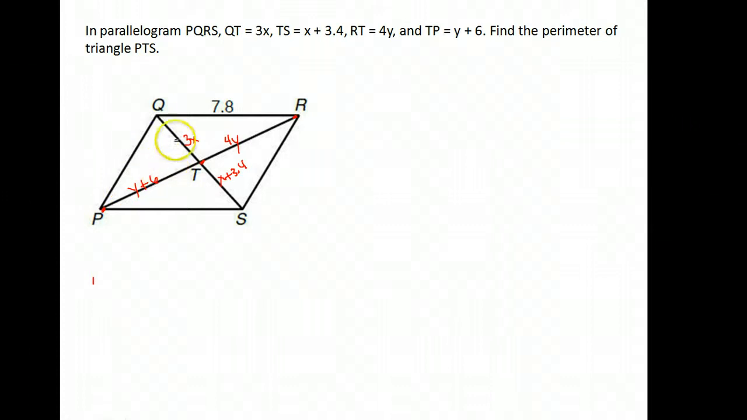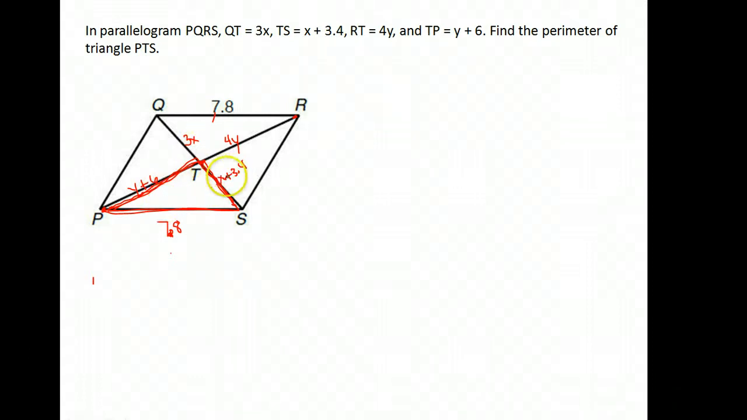Okay, so where is that triangle? Let's mark it so we know what we're looking for. Triangle PTS is this triangle right here. So in order to find its perimeter, we have to know the length of each side. Well, this side is 7.8 because in parallelograms, opposite sides are congruent. These other two, we're going to have to solve for x and solve for y and then put them in to find the number.